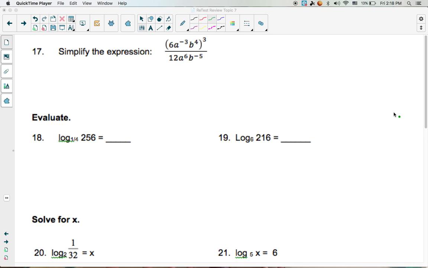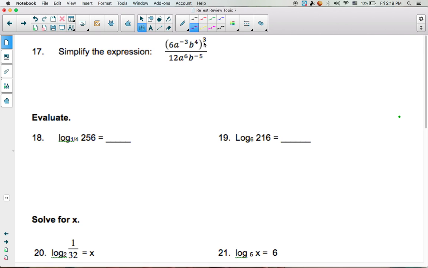Retest review for test number 2. This is problem number 17. We're going to simplify the expression: (6a^-3 b^4)^3 divided by 12 a^6 b^-5.